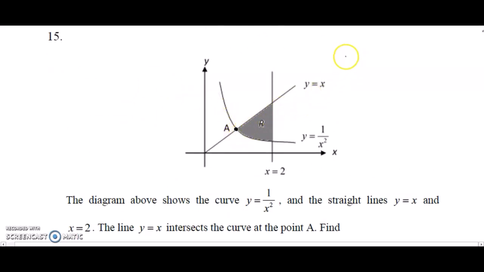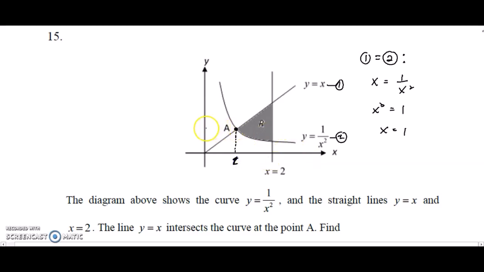How do you get the intersection point? We will take this as equation 1, this as equation 2, and we equate 1 to 2 to solve this simultaneous equation. So x equals to 1/x squared. This is equation 1, x, equation 2, 1/x squared. Now we're going to solve this equation. We have x cubed equals to 1, then we have x equals to 1. Meaning that at the point A, the x coordinate is equivalent to 1.